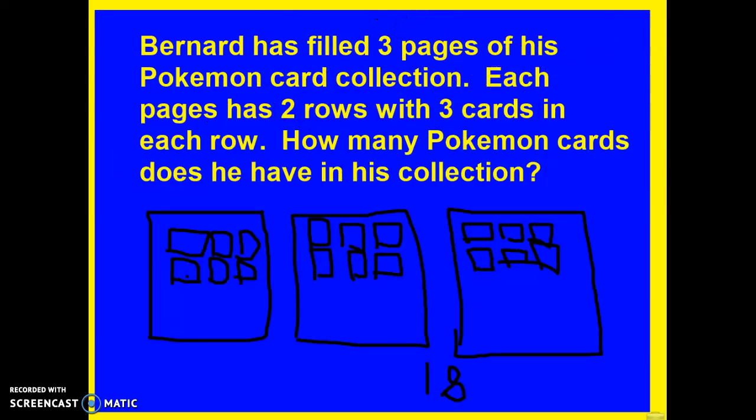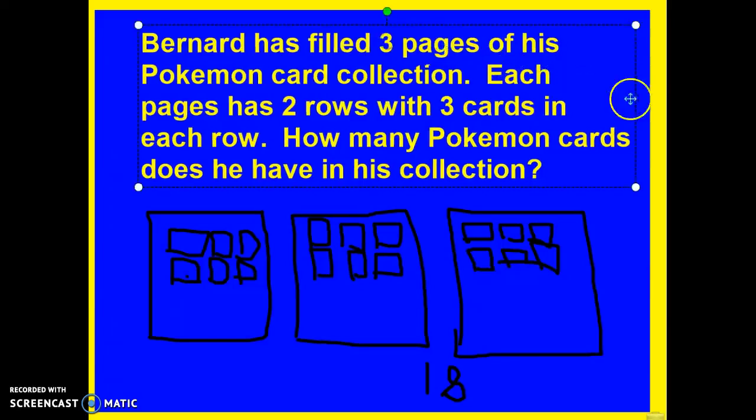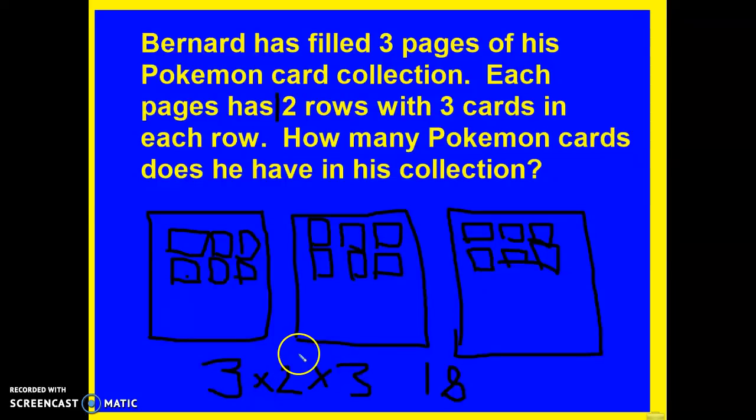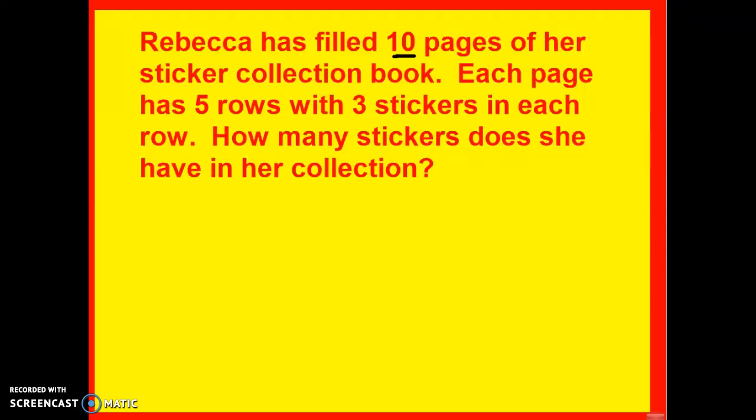So I have 3 pages, times 2 times 3. So really it's just 3 times 2 times 3. Okay, so 3 times 2 is 6. 6 times 3 equals 18. So there's a quicker way to do these, right? You just need to multiply.